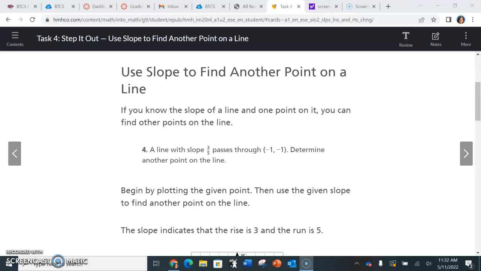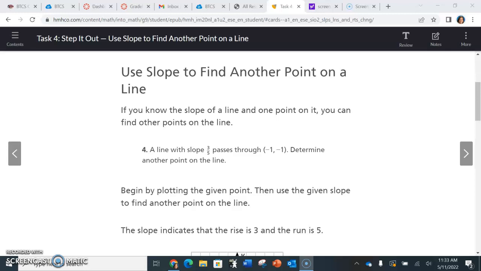Lesson 3.2, Task 4. All right, so we're still using slope to find slope of a line and rate of change. And now we're going to look at using slope to find another point on a line. If you know the slope of a line and one point on it, you can find another point on the line. A line with slope 3/5 passes through (-1, -1).